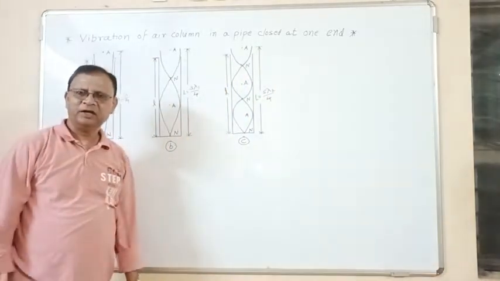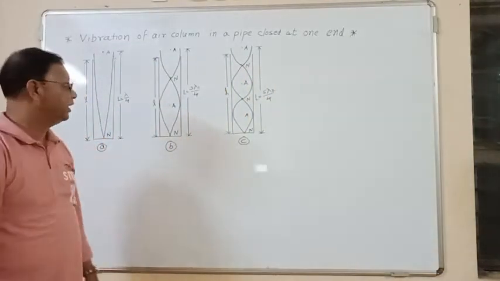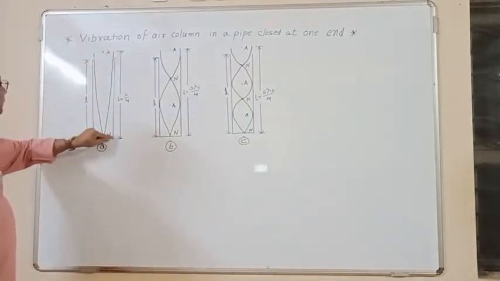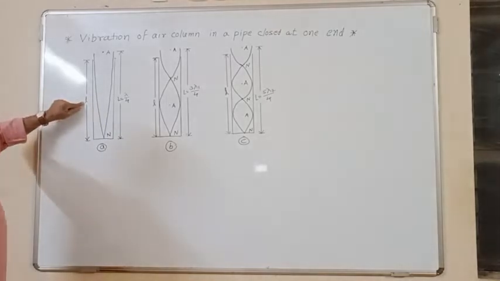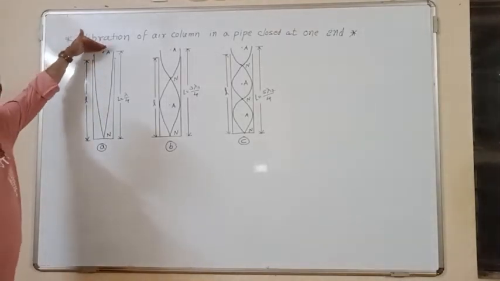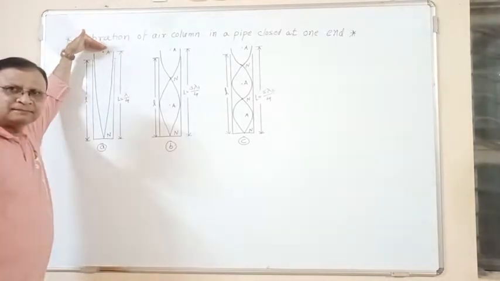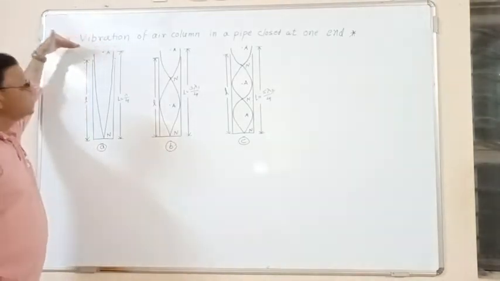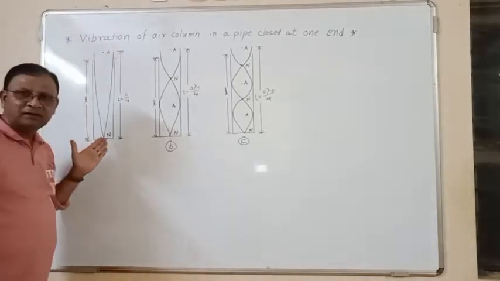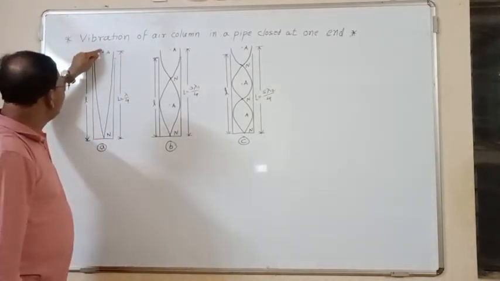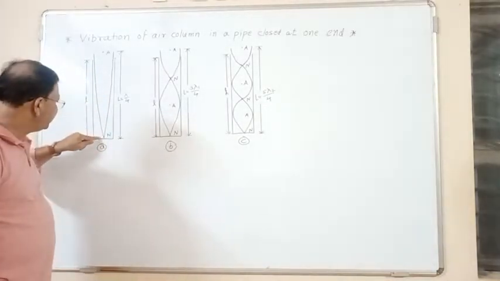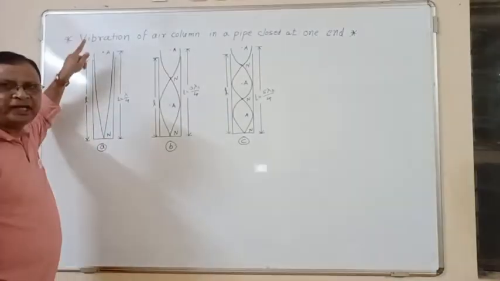Vibrations of an air column in a pipe closed at one end. So this will be the pipe shown here. L is the length of the pipe. If the vibrating tuning fork is held with its prong perpendicular to the length of the tube, then the longitudinal wave will travel along the tube and get reflected from the closed end.